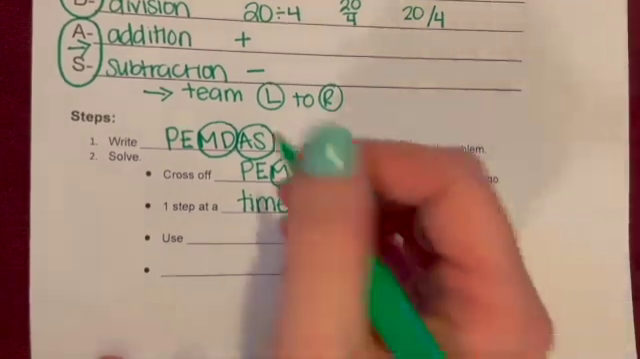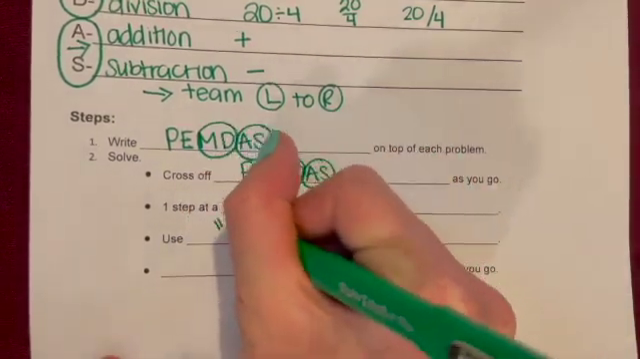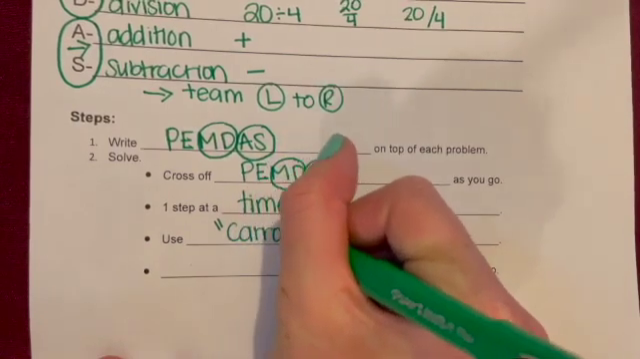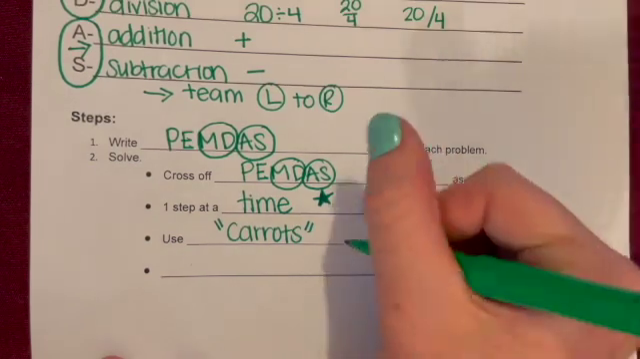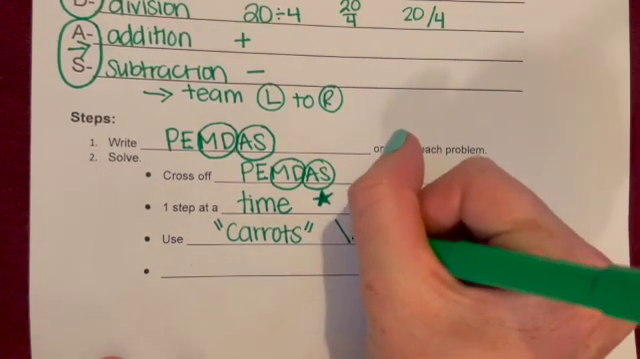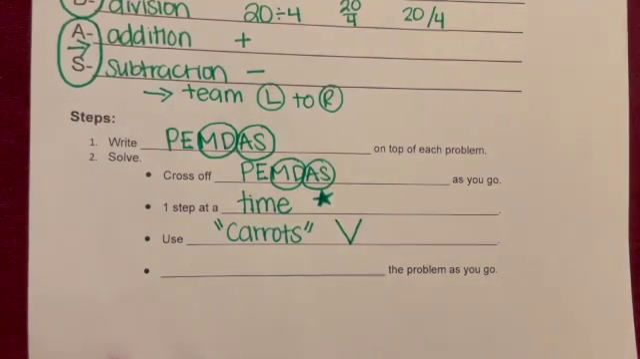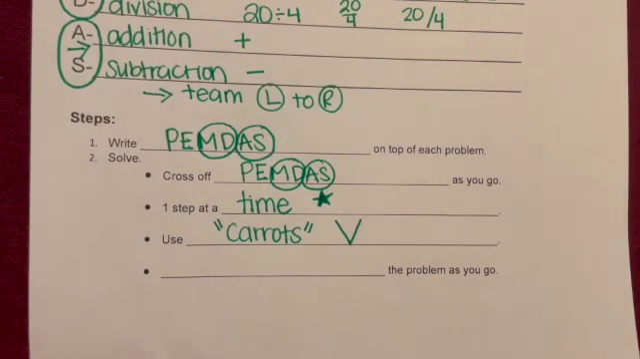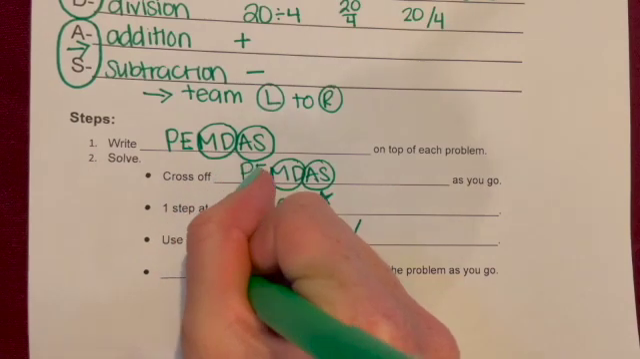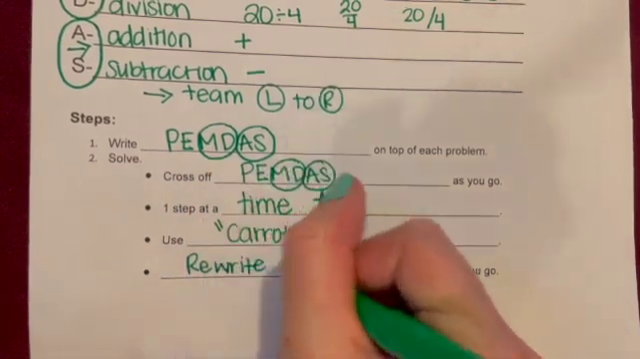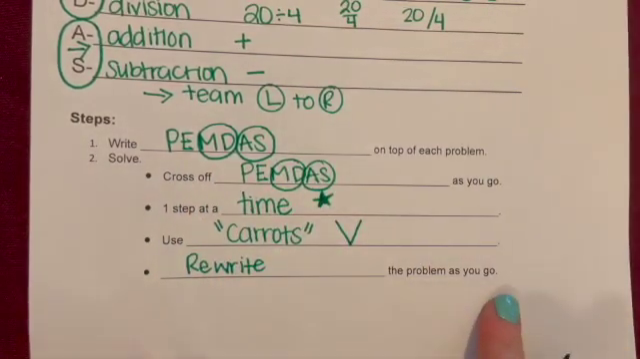Next bullet point says use carets. You might be wondering, why do I need to bring a vegetable into my math lesson? This is a caret in math, and we will see it right away when I go over my example. And then our last bullet, or our last step, is to rewrite the problem as you go.